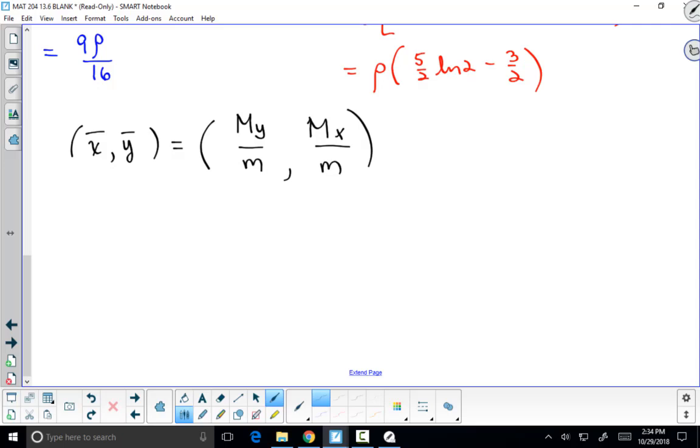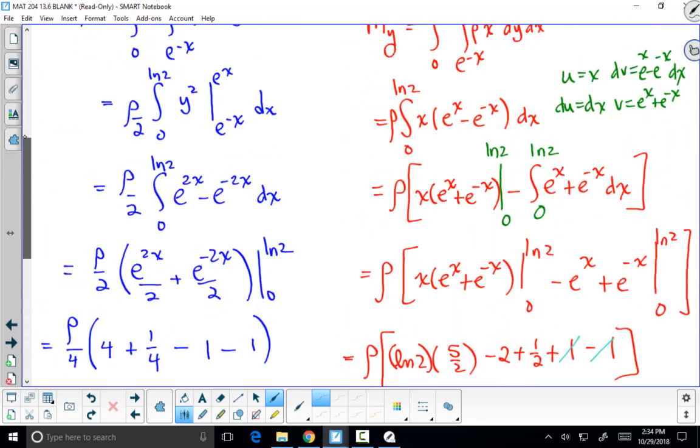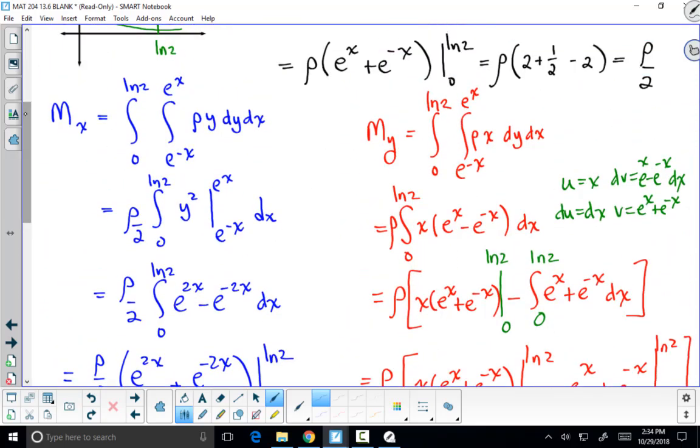So m sub y is the moment about the y-axis. The moment about the y-axis divided by the mass is going to give us our x value for the balance point. The moment about the x-axis divided by the mass will give us the y-coordinate. So let's see if we can manage that. So m sub y, let's go with that one first. So the mass is rho over 2.